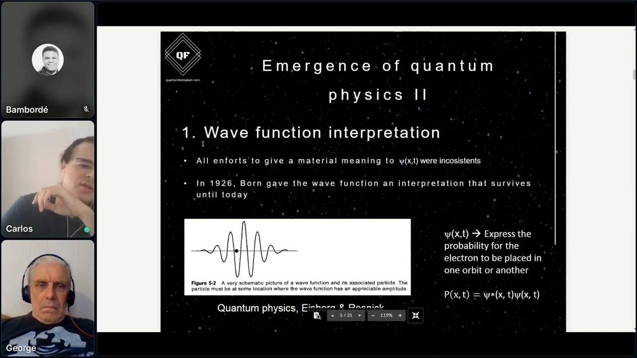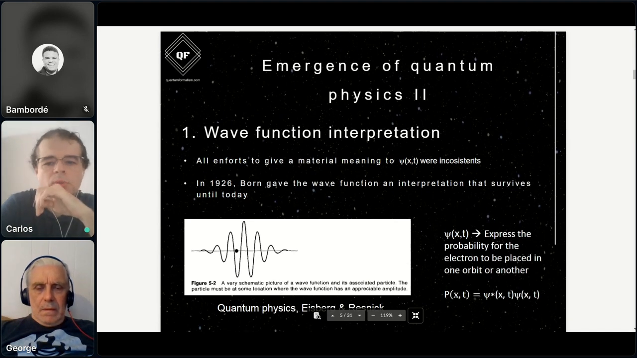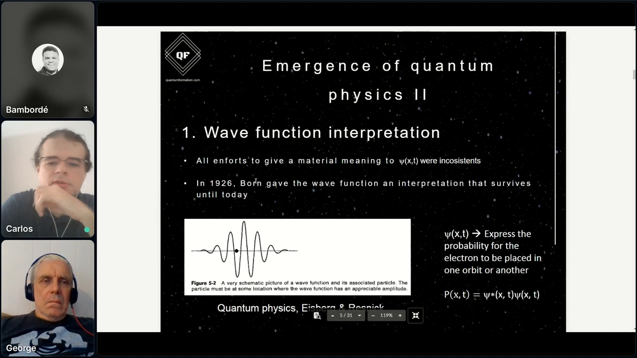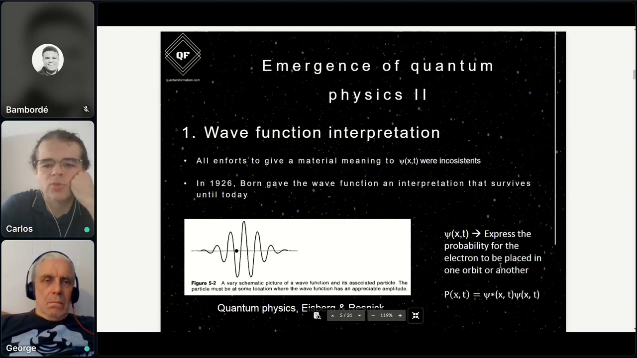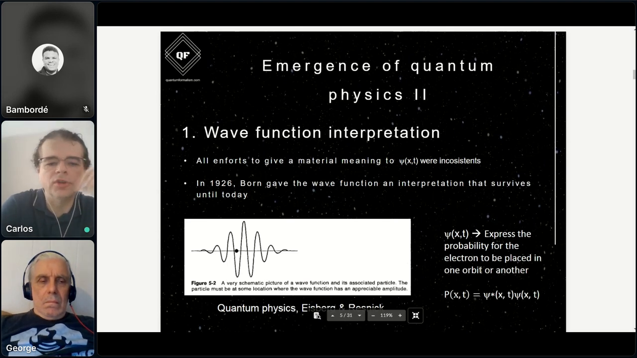But in the same period, in 1926, the correct interpretation that survives until today was given by Max Born. And he said that psi doesn't have a material meaning, and it expresses the probability for the electron to be placed, in the case of the hydrogen atom, the Bohr atom. Psi just expresses the probability for the electron to be placed in one orbit of the atom or the other.